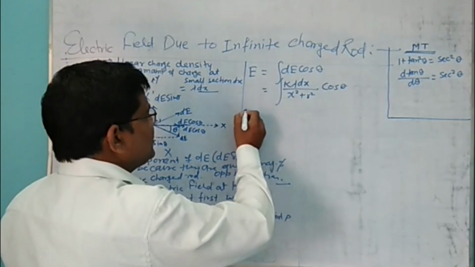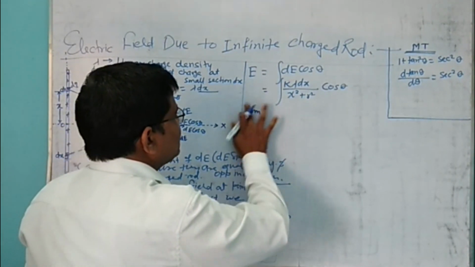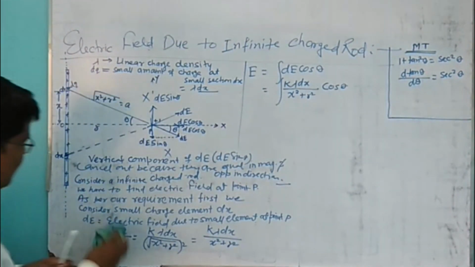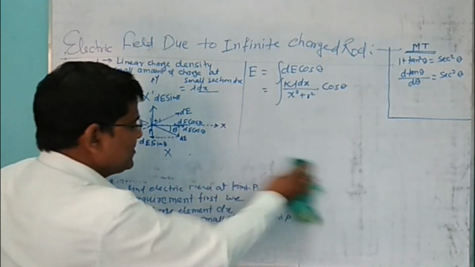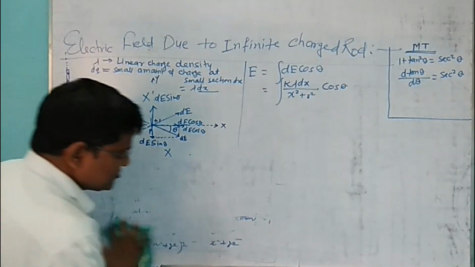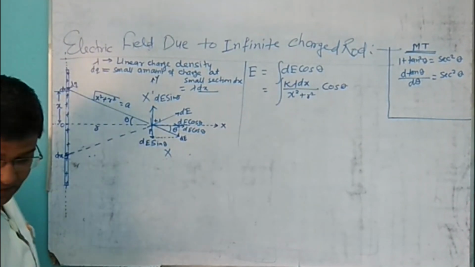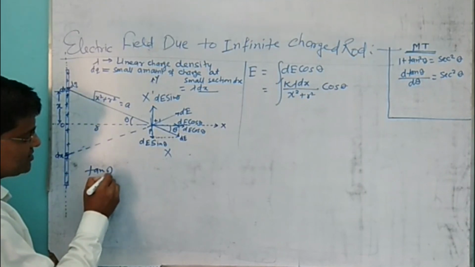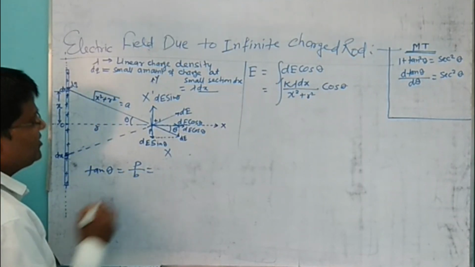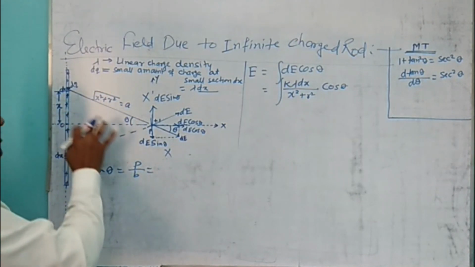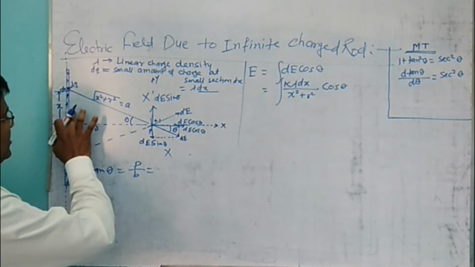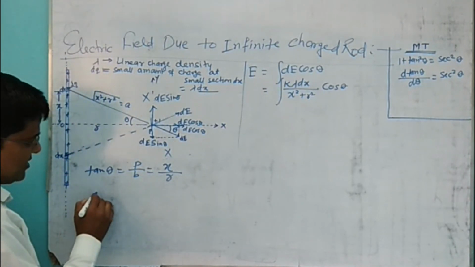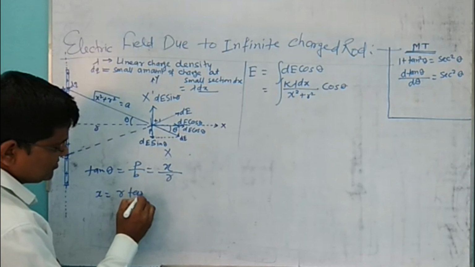Suppose from the figure, using other mathematical tools, I am getting here, because we need more space to derive the law. Suppose that tan theta is equal to, as you know, P by B, perpendicular by base. Tan theta is perpendicular by base. Perpendicular is this and base is this, x by R.